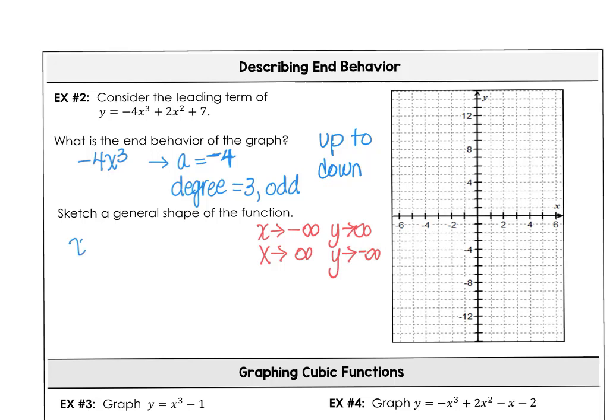Another thing I like to do is make a table real quick just to get a few extra points. If we substitute negative 1 into our original function up here, the y value will be 13.